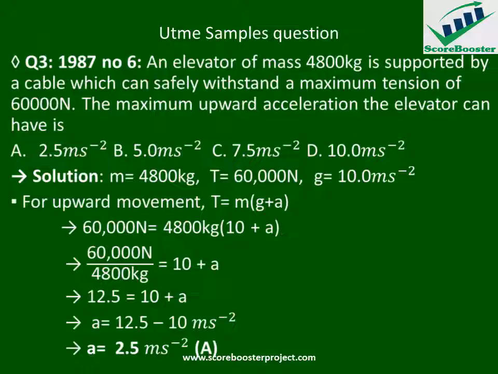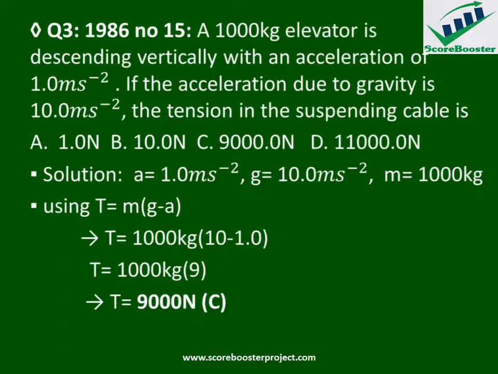Then we can divide both sides by 4,800. That will give us 60,000 Newton divided by 4,800 kilogram equals 10 plus a. 60,000 divided by 4,800 is equal to 12.5, which is now 10 plus a. We can make a the subject by transferring 10 to the other side to get a equals 12.5 minus 10. And of course, that will give us 2.5 meters per second square, making option A the correct answer.